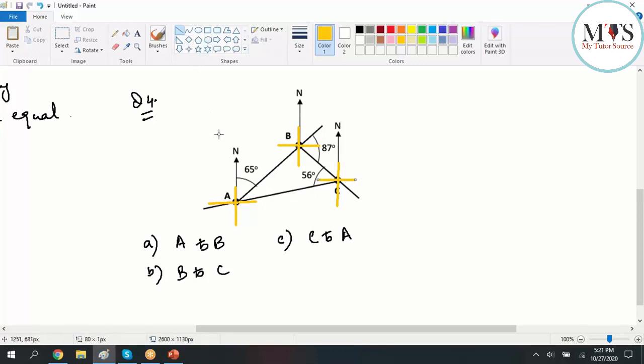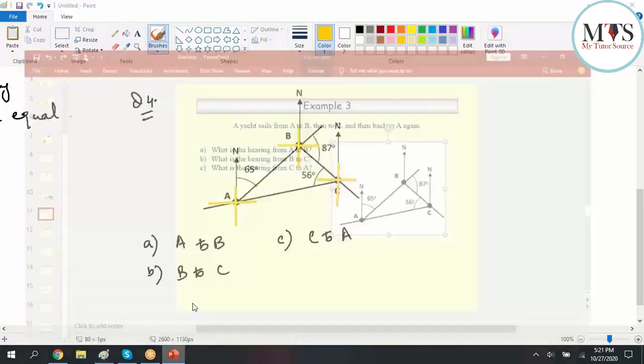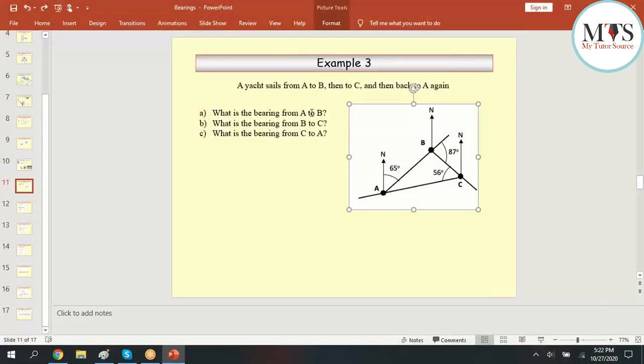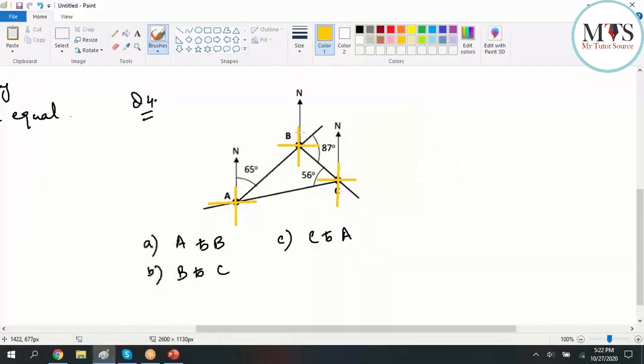So bearing of B from A. That's the bearing from A to B. It's going to be from A, so it's going to be this part. This is 65. So it is going to be 180 plus 65.